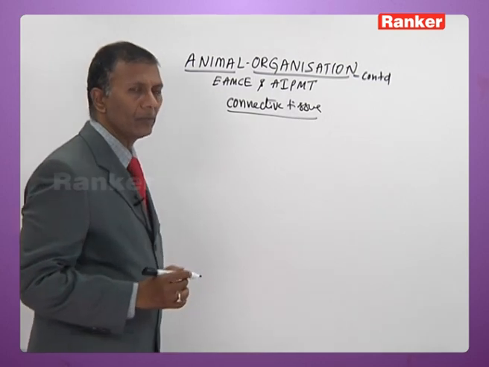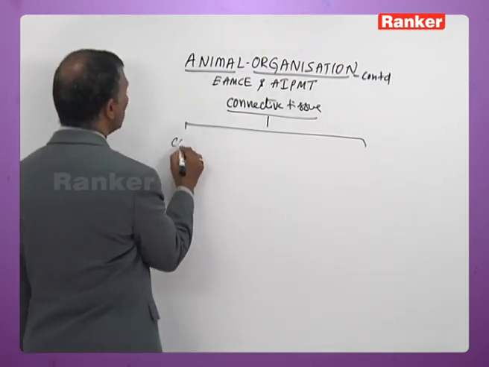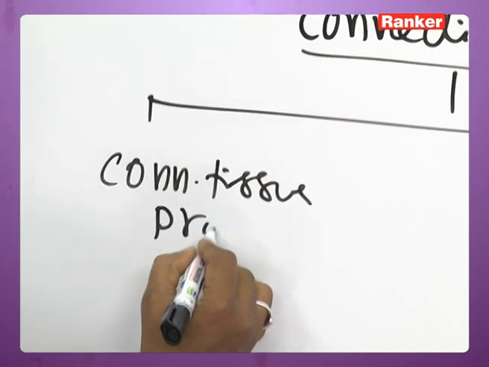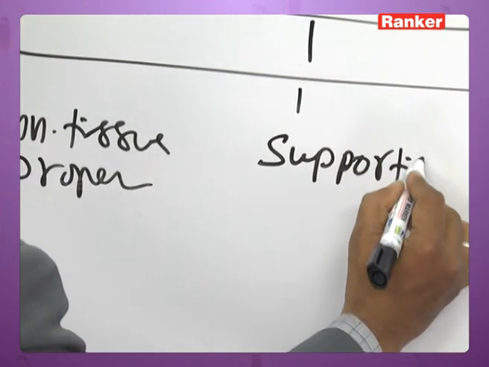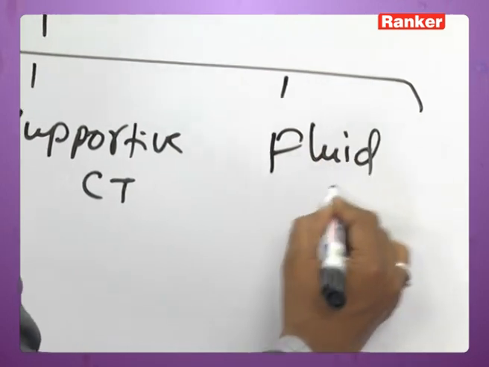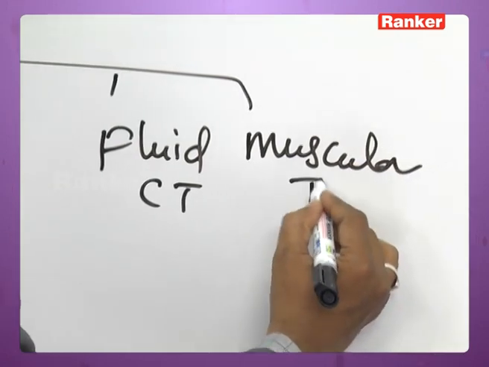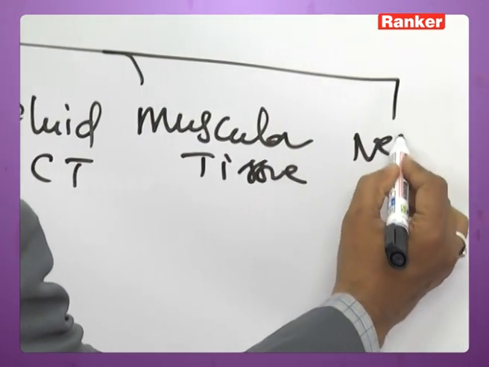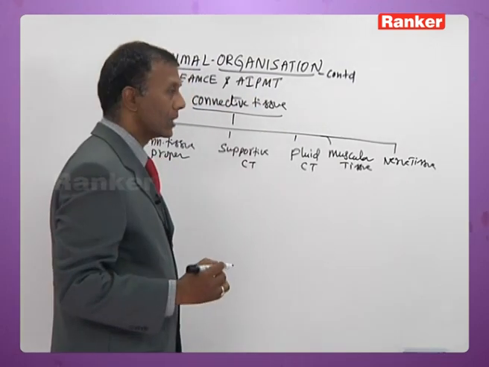The connective tissue here now is divided into connective tissue proper, supportive connective tissue, fluid connective tissue, muscular tissue, and the nerve tissue. So these are the types of tissues here now.